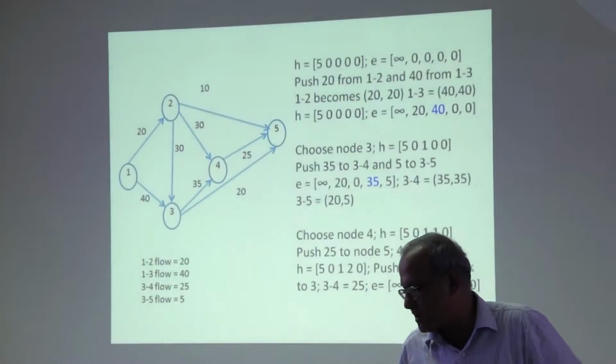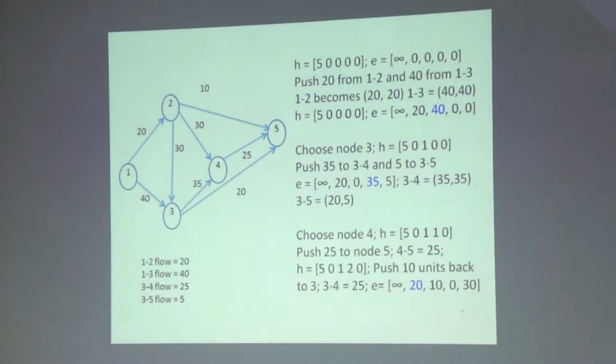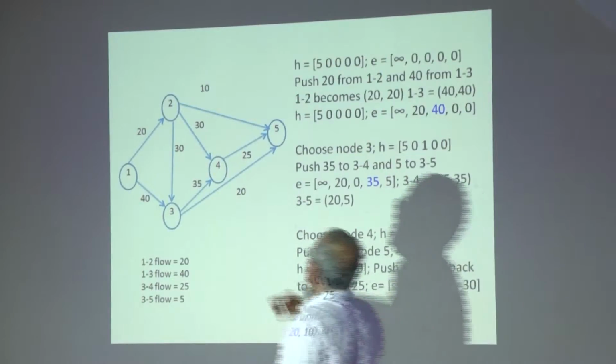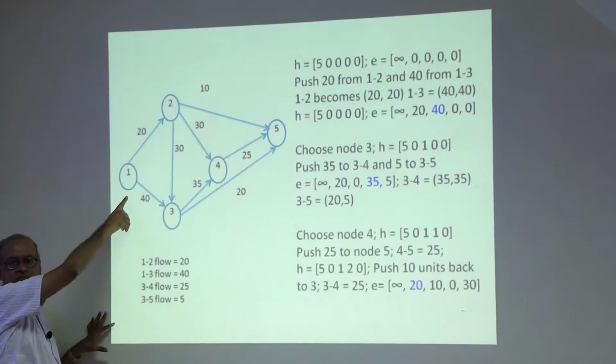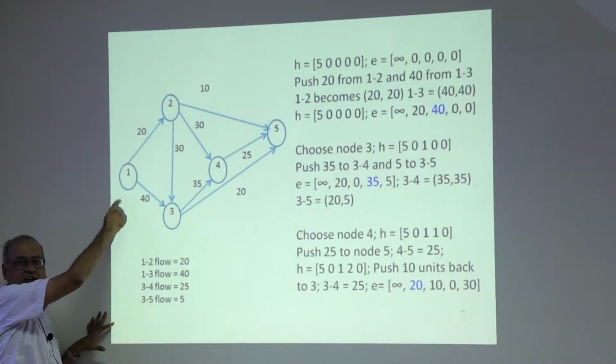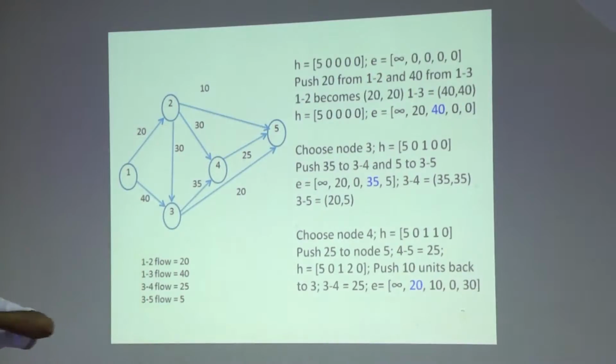How do we bring this to a structured algorithm? So first, put this as maximum height. There are 5 nodes, so put this height equal to 5. This fellow has initially infinite capacity. Correct? So put this height equal to 5, which is the number of nodes in the network.